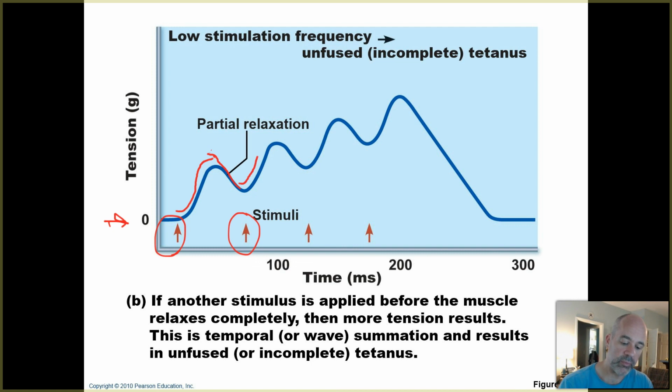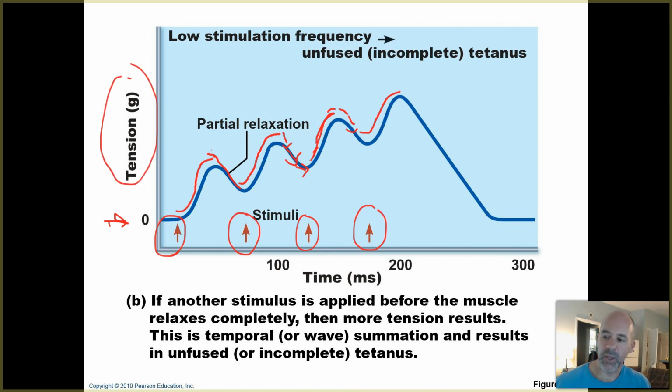Okay, so your cross bridges start sliding across each other again, and then they start relaxing. You start breaking your cross bridges, but then boom, you have another stimulation. Actin and myosin filaments start sliding across each other again. They start relaxing. Boom, another action potential occurs. And then what are you noticing there about the tension over here? Each time you have a new stimulation coming, the tension in the muscle is getting stronger and stronger and stronger.